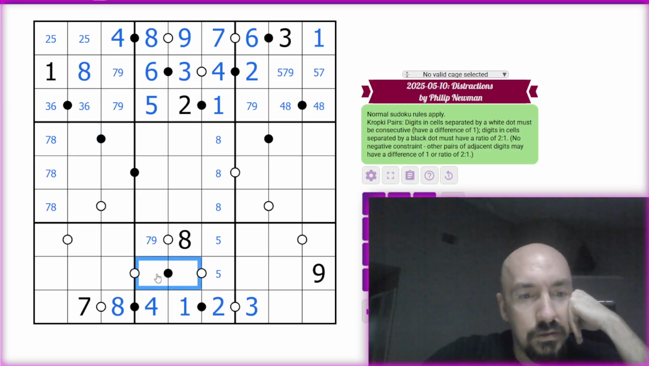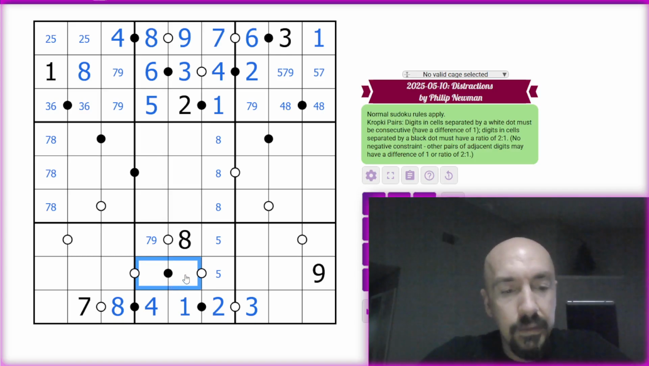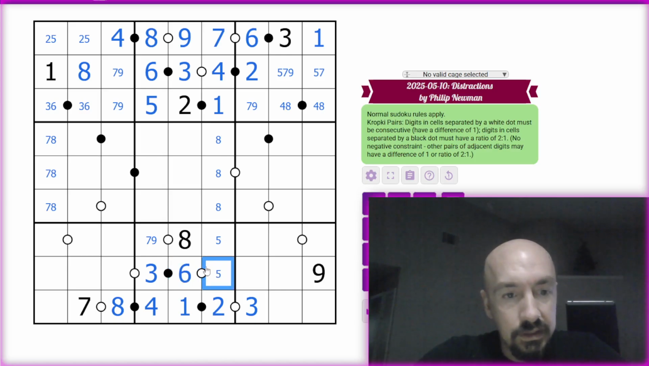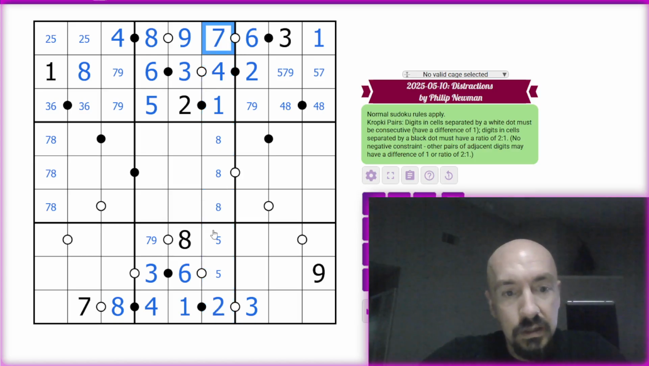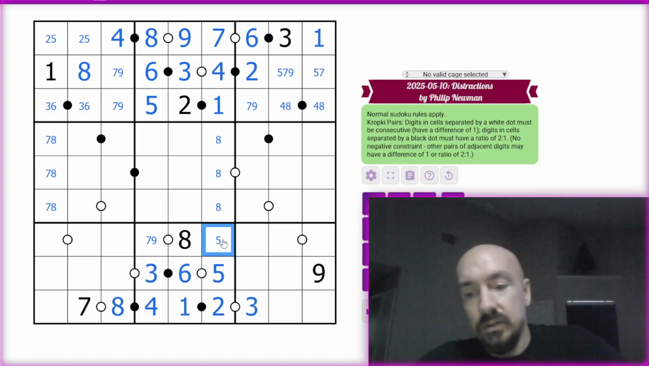So I think this has to be a 3, 6 pair. And we can place that. So 3 here, 6 here, and this would have to be a 5 or a 7, and it can't be 7 because of this one. So this is now a 5. So we can delete that.